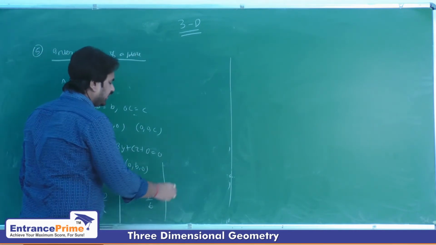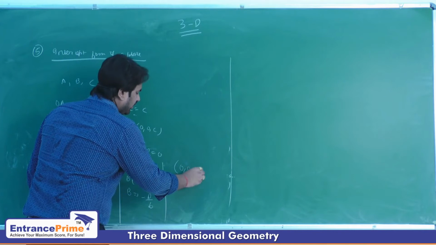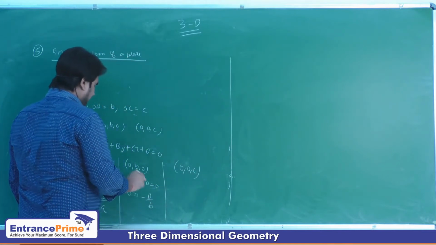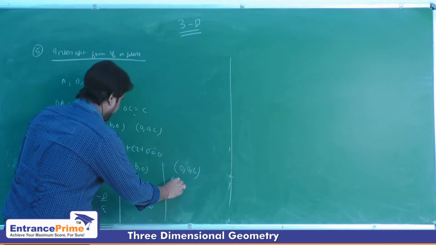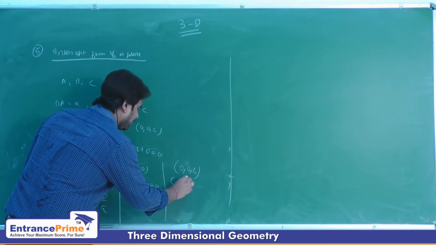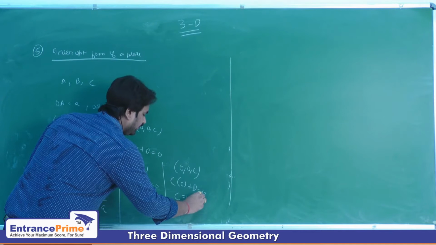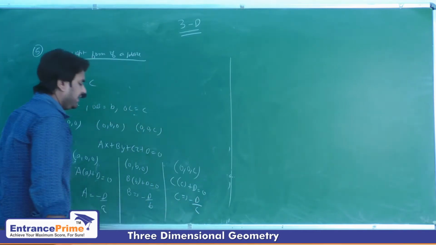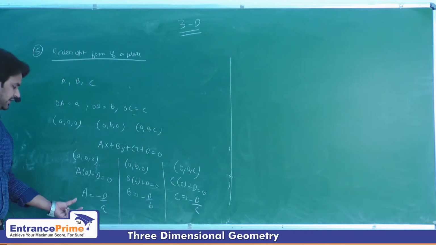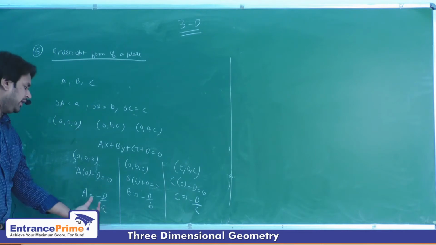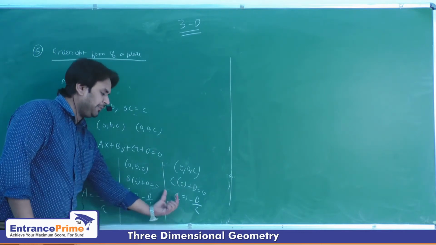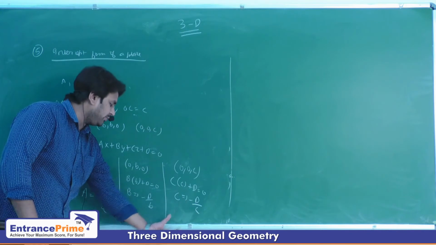Similarly, I am substituting the third point, that is 0, 0, c. Then it will become capital C into small c plus capital D is equal to 0. So capital C is equal to minus capital D divided by small c. So we have found the intercepts: capital A is equal to minus D by small a, capital B is equal to minus D by small b and capital C is equal to minus D by small c.